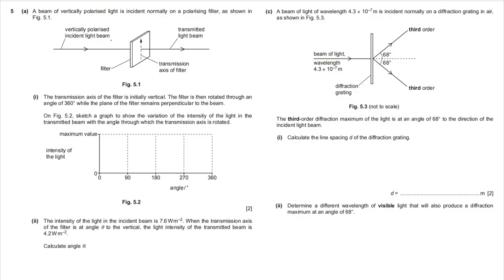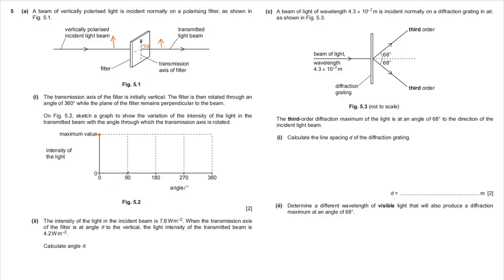Since the beam of light itself is vertical, when the angle is zero, or when the filter is at a vertical position, the intensity of the light will be maximum because all of the light will be able to pass through the filter. So we will have a maximum value at this point. Then when you rotate the filter to 90 degrees, the intensity gradually decreases. When it is exactly at the 90-degree position, the value becomes 0.